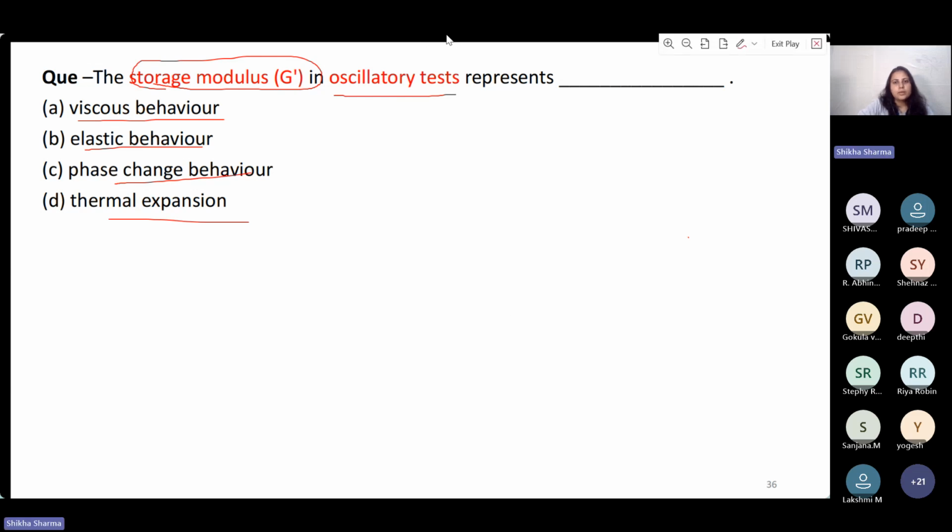Anyone who would answer this question? Okay, Shivaswamy, thank you for your questions. Anyone who would like to answer this question? Shivaswamy says A, viscous behavior. Shehnaz is saying elastic behavior. Okay, let's see.